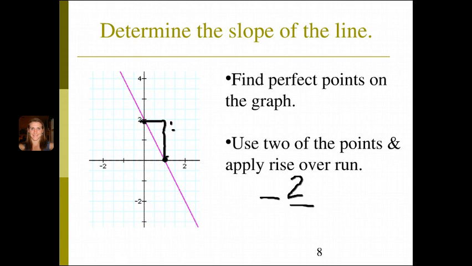And I run from the point here at the triangle over 1. So my slope would be negative 2 over 1, which can be reduced to negative 2.